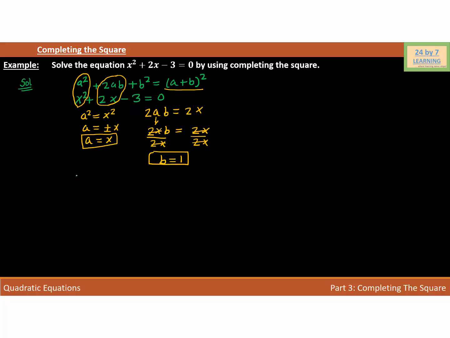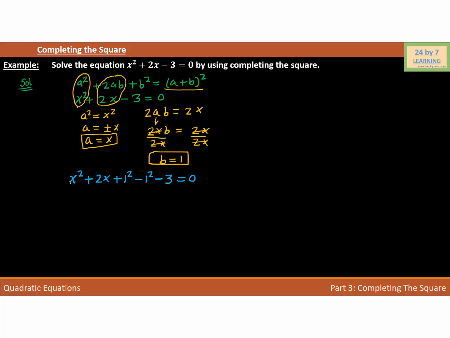So I'm going to write x squared plus 2x plus my b square, which is basically 1 square, minus 1 square, because I'm adding and subtracting the same number at the same time so that there is no change in the value of the equation. And then I have negative 3 left, so I will write negative 3 is equal to 0.